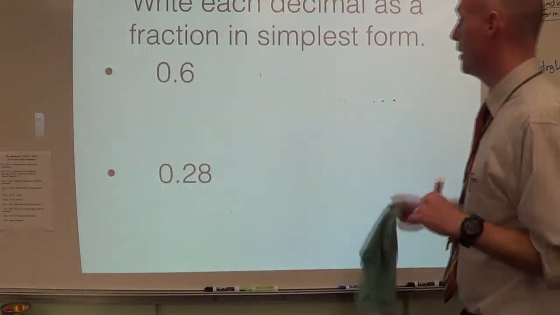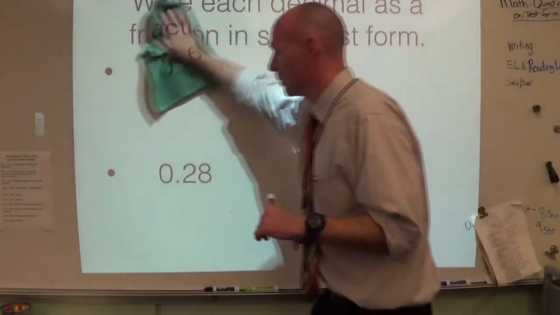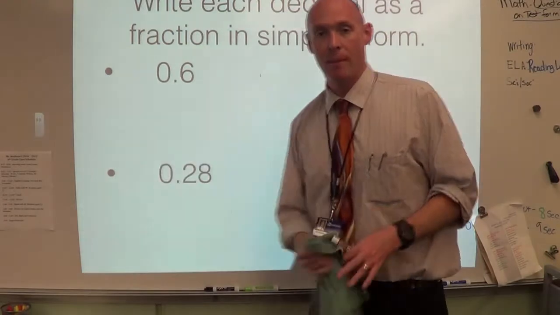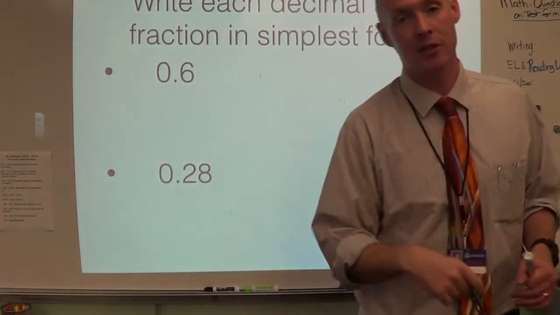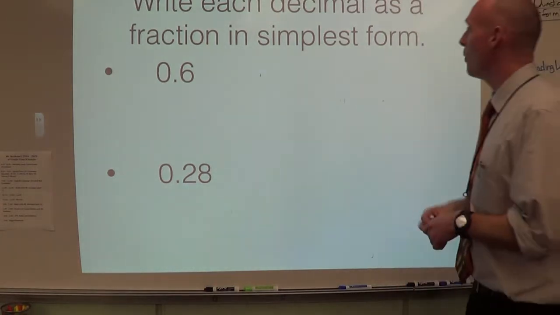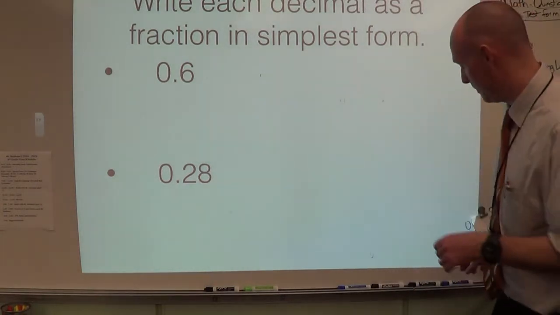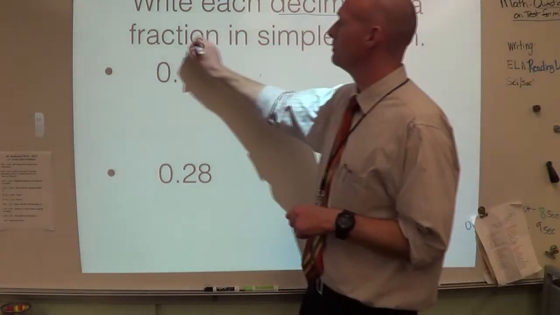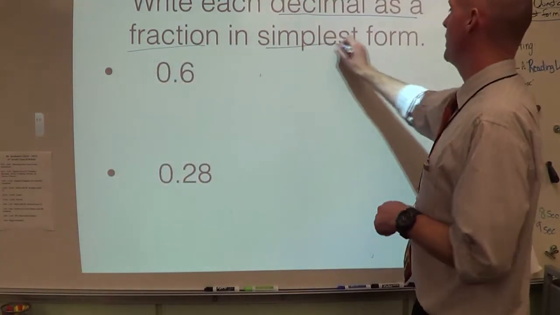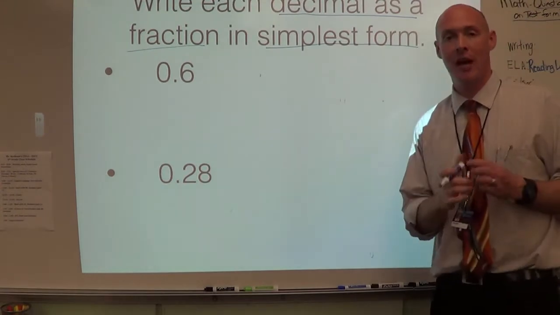Okay, here's our first task. We're going to take these rational numbers and we're going to turn these decimals into fractions. So let's check it out. Write each decimal as a fraction in simplest form. So we're going to write each decimal as a fraction, and then we're going to put it in simplest form. So let's give it a shot.